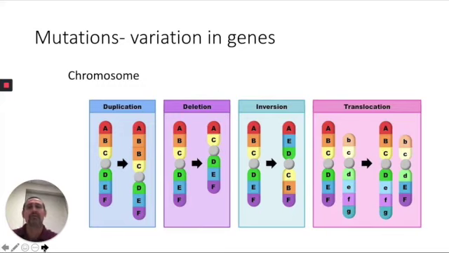At the chromosome level, you can have mutations like duplication, where in this case you notice that the B is being duplicated, or deletion, where we're removing one of those. In this case, the B is being removed. Inversion, where they're flip-flopping, they're switching, or translocation, they're moving from one place to another. All of those mutations can change the allele frequency.